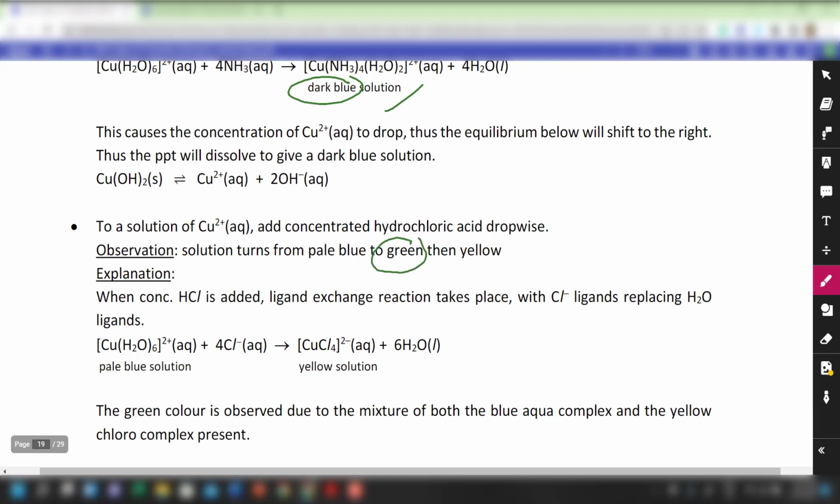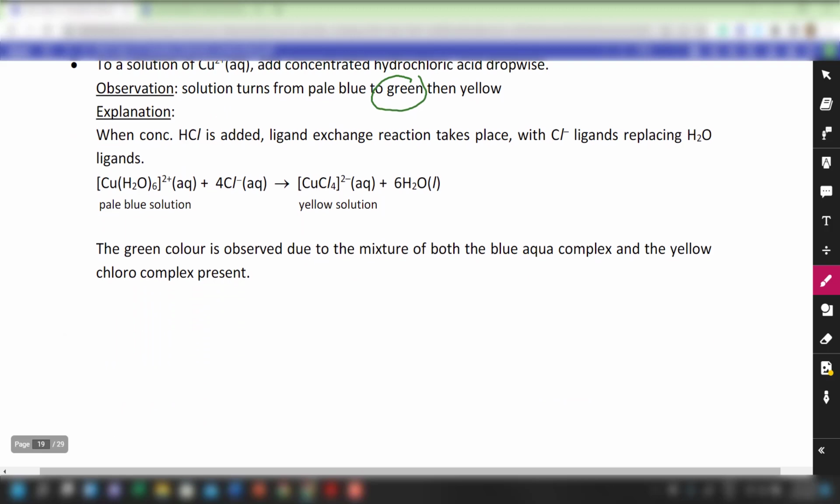Yeah, in order to get the yellow complex, we need to ensure that we use a very dilute solution of copper 2. Then we need to add in concentrated hydrochloric acid. Okay, and then this will ensure that the equilibrium position will be pushed towards the tetrahedral complex. Okay, yeah. I think it's explained here. The green color is due to the presence of both the aqua and the chloro complex.